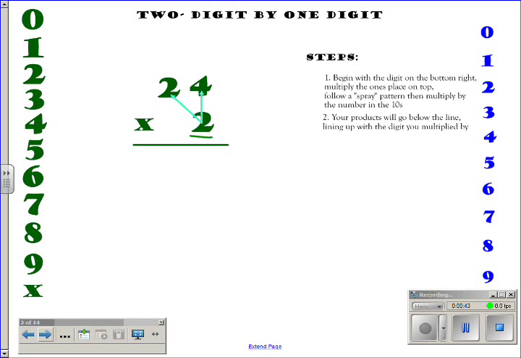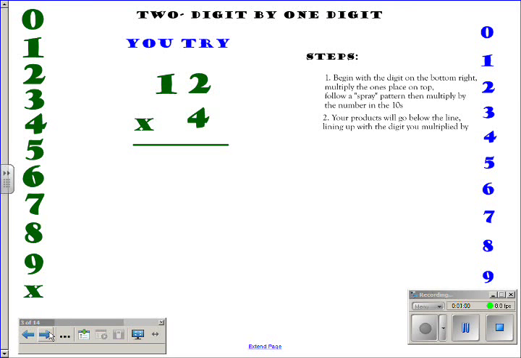So 2 times 4 is 8, and you will see that 8 is directly below the 4. Then we have 2 times 2 is 4, and the 4 is directly below the 2. So that is how you do 2 by 1 digit. Okay, you go ahead and try, pause the video, do this problem, and then come back and check and see how you did.